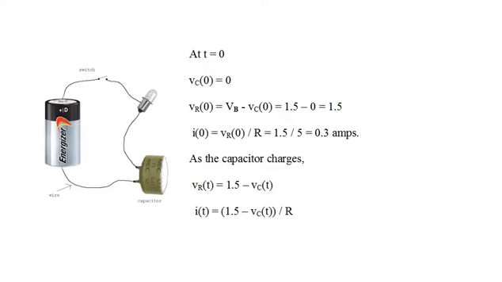Current charges the capacitor, and the resulting capacitor voltage opposes the battery voltage. As the capacitor voltage increases, the current decreases. At time t, the voltage on the resistor is the battery voltage, 1.5 volts, minus the capacitor voltage, V_C(t). And the current through the resistor is (1.5 volts minus V_C(t)) divided by 5. The capacitor continues to charge, and the current continues to decrease until the capacitor voltage equals the battery voltage, and then the current stops.